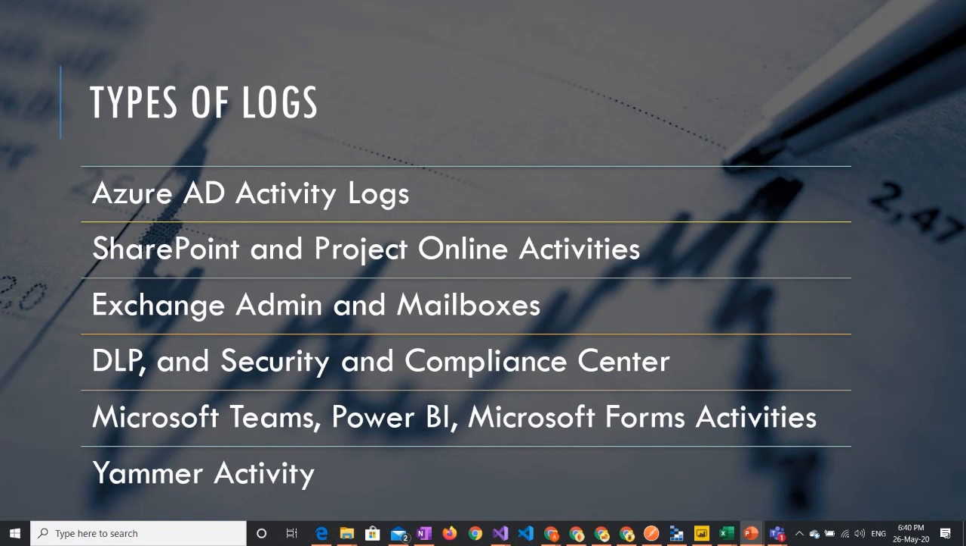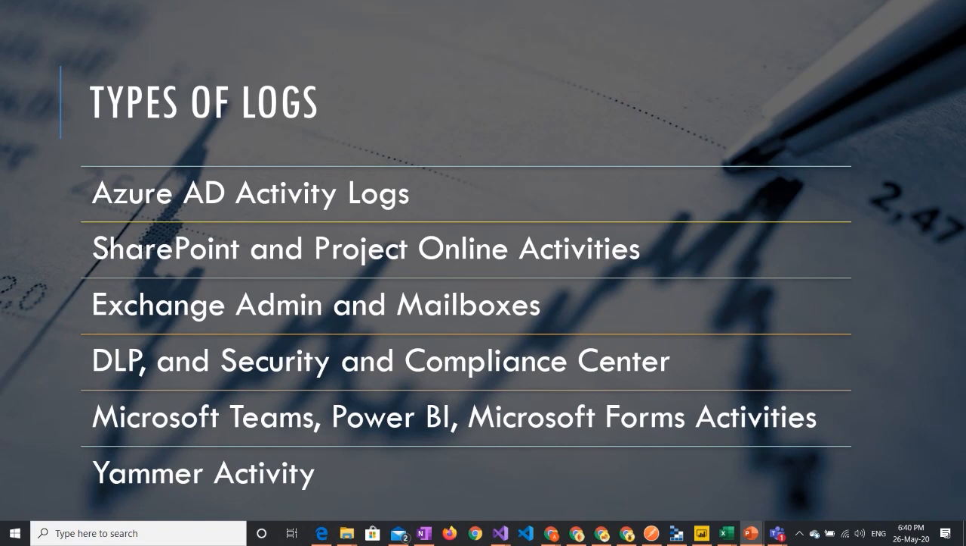So you can do Azure AD activity logs. You can do SharePoint and Project Online activities. It gives you both the headers. You can do Exchange admin and mailboxes activities. You can do DLP and Security and Compliance Center. Obviously, I'll say that the Security API has more endpoints and more stuff, so do look at that. But this one also gives you Security and Compliance and more detailed ones.